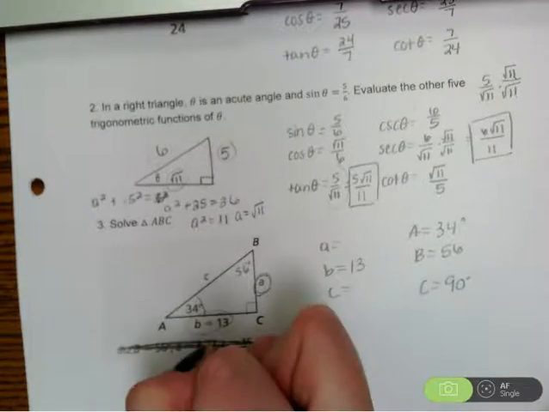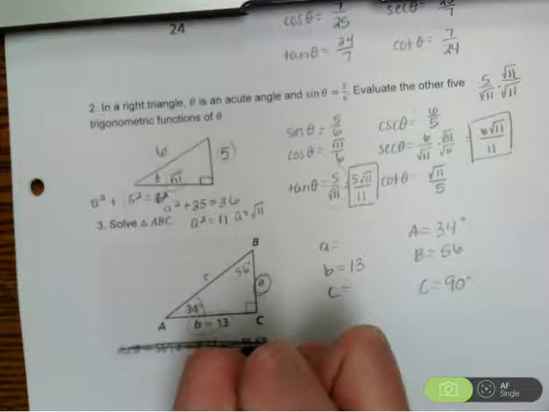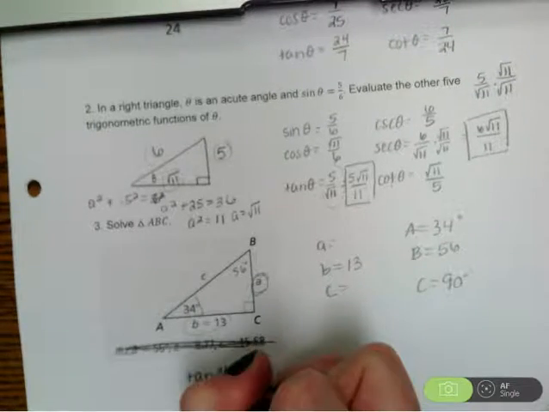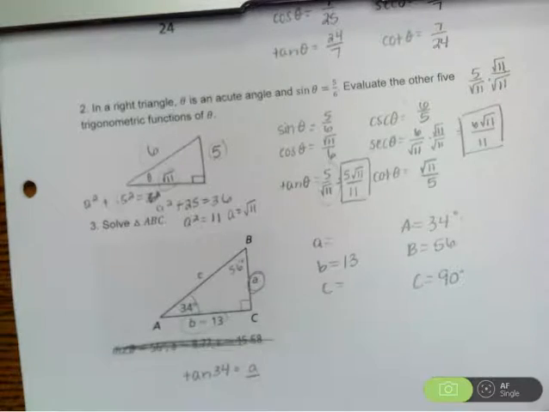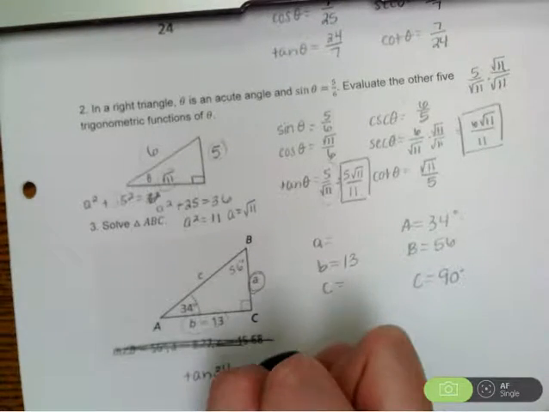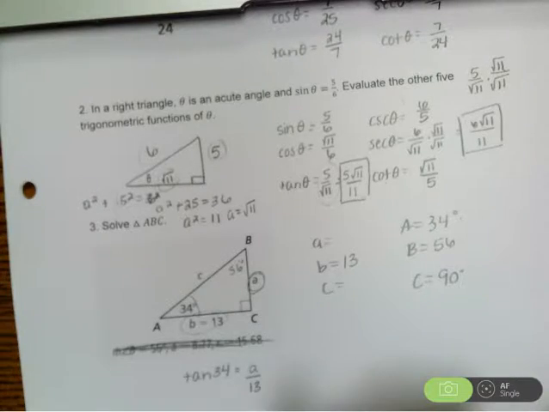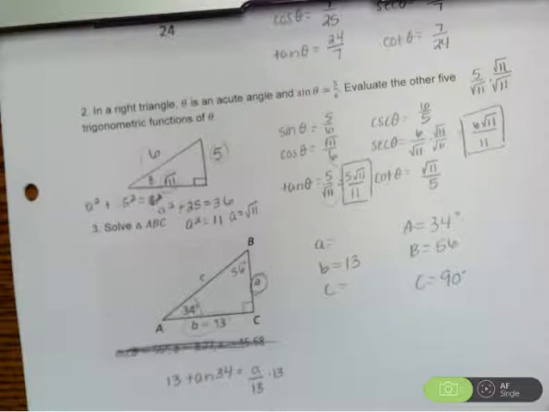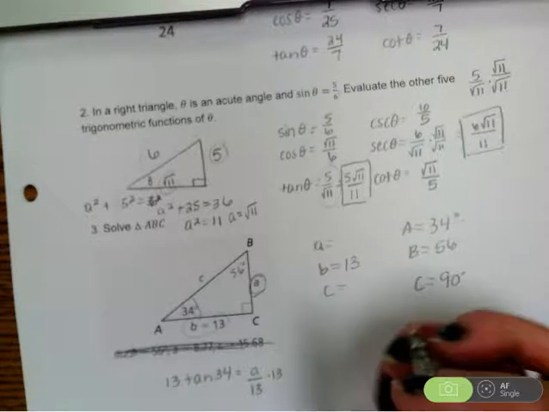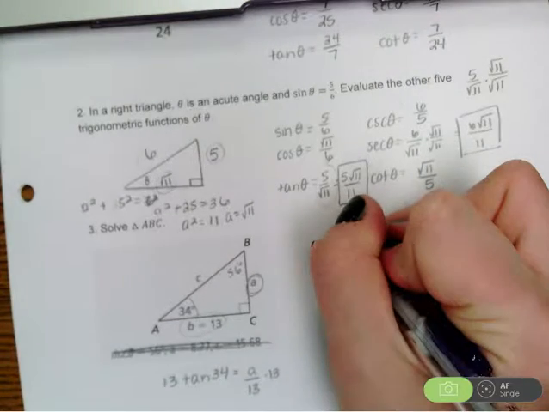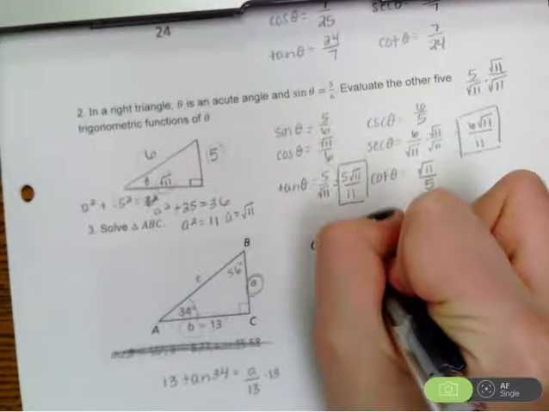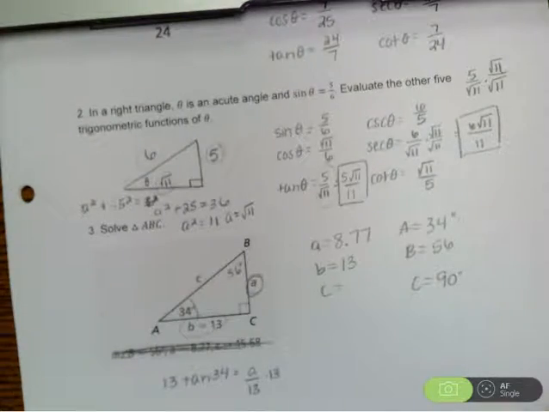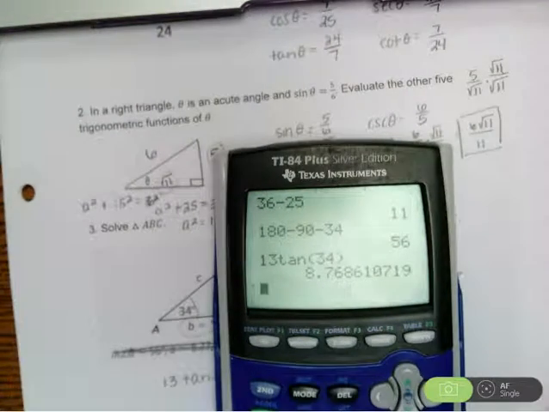We know that the degree is 34, so the tangent of 34 is the opposite, which we'll call A, over the adjacent, which we'll call 13. Then we can solve for our missing value. If we multiply both sides by 13, we can plug into our calculator 13 tangent 34. Just make sure your calculator is in degrees and not radians. Hit that mode button to see that. Then if you do that in your calculator, you will see that A is 8.77. You just plug it into your calculator straight, just like you see it.